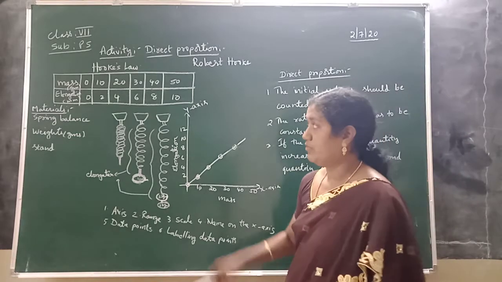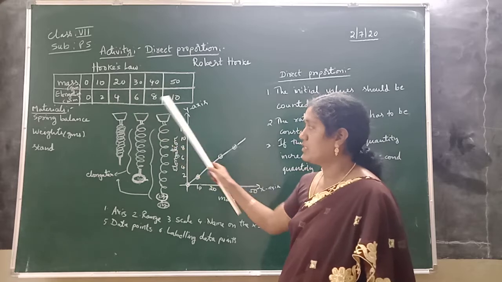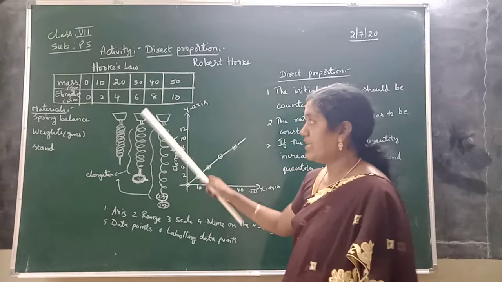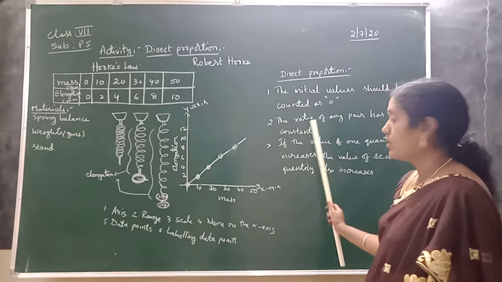Constant means same. We get the ratio of these two quantities along this table to be the same value. That same value is known as the constant. So the ratio of any two pairs has to be constant.